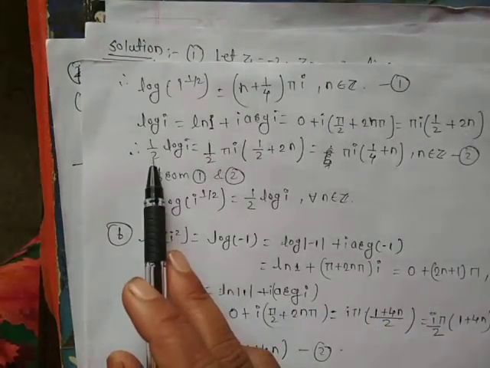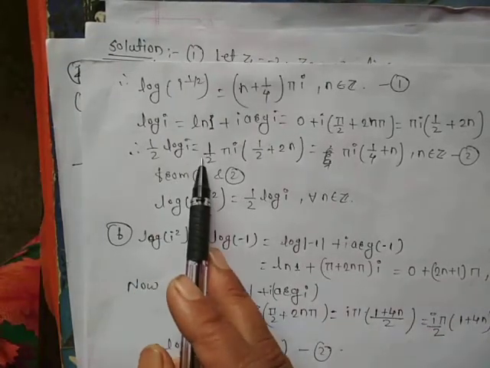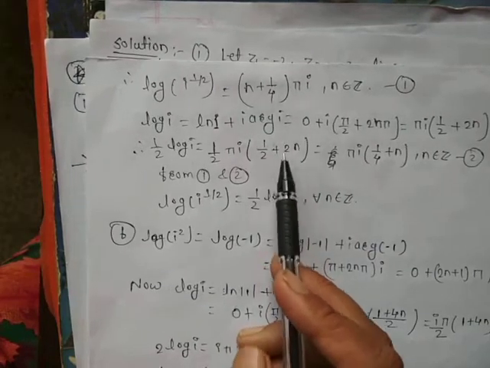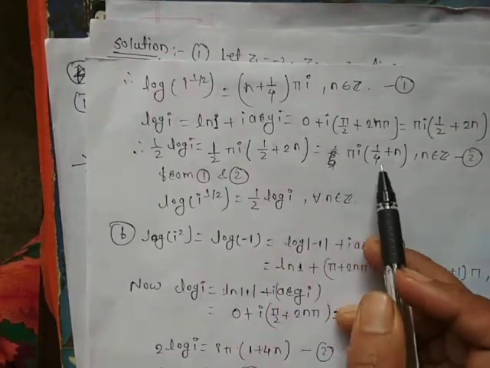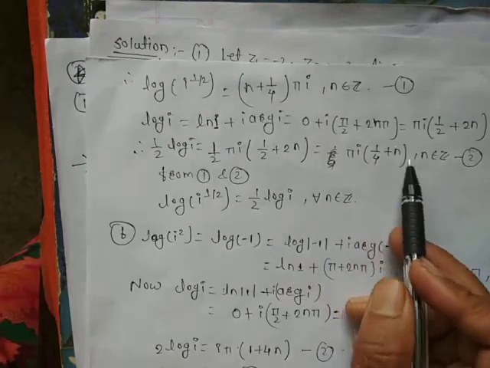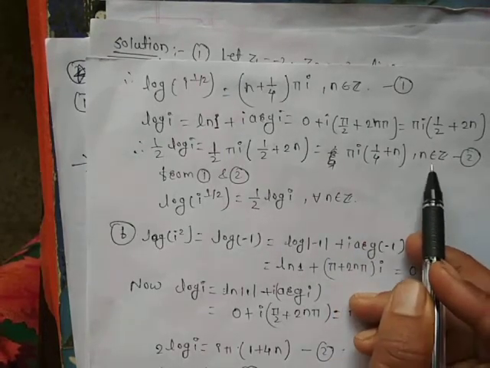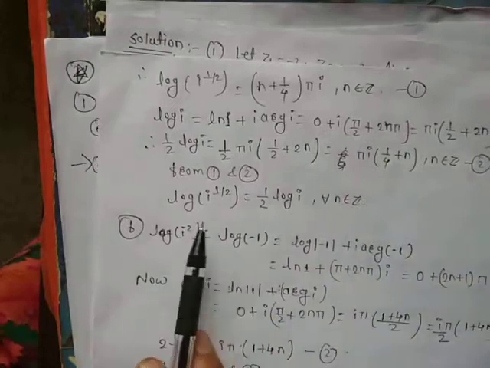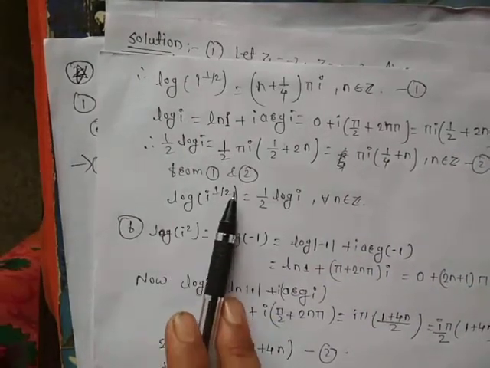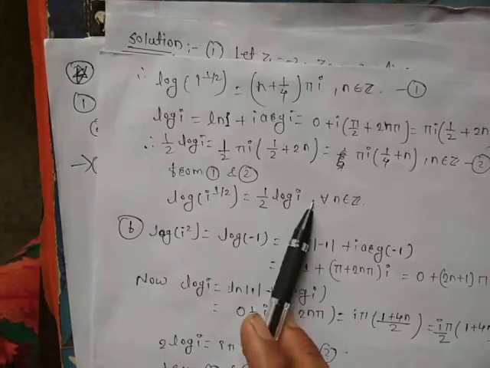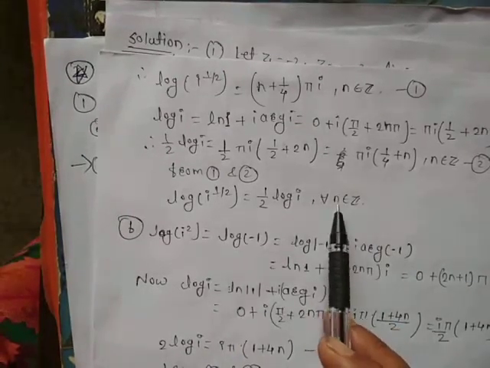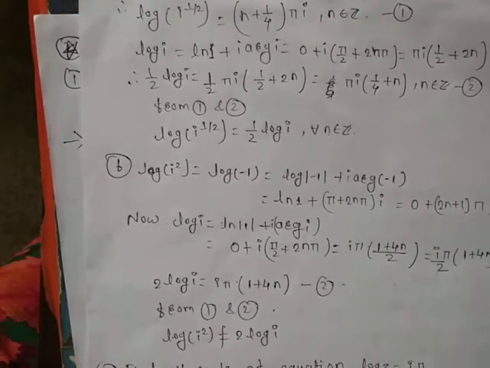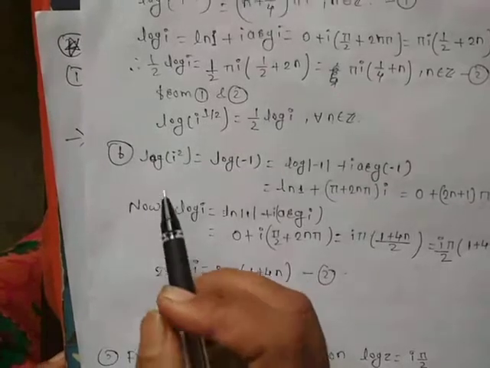Multiplying on both sides by 1 by 2, 1 by 2 log i is equal to 1 by 2 into pi i into (1 by 2 plus 2n), which is pi i into (1 by 4 plus n), n belongs to Z. Call this equation number 2. So by 1 and 2, we observe that log of i raised to 1 by 2 is equal to 1 by 2 log i for all n belongs to Z. Okay, so let us see next, example B.